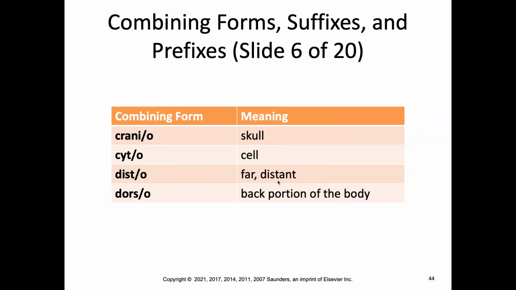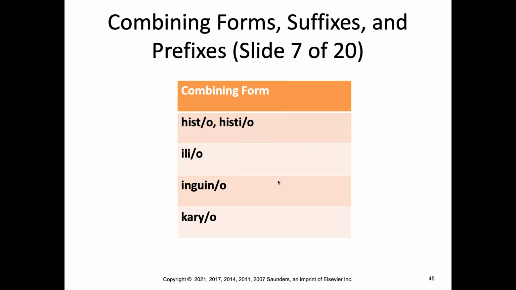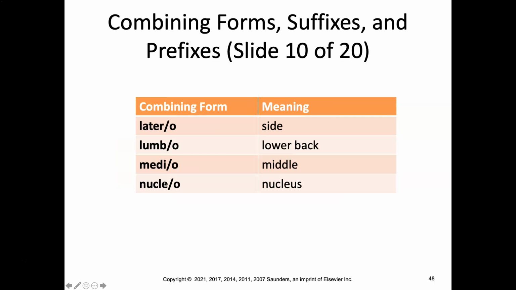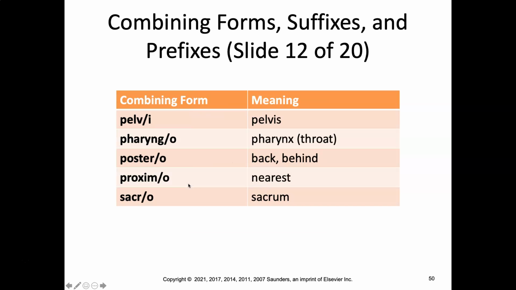Cranio, cyto, disto, dorso. Histo and histio. Notice that. One stuck an I in there. Ilio, inguino, cario. Latero, lumbo, medio, nucleo. Pelvi. Ooh, remember how I told you most combining vowels are O's? We see that, but this is an I. So make sure when you're doing your memorization and you're studying that when you think pelvis and it's pelvi with an I. There's no O there.